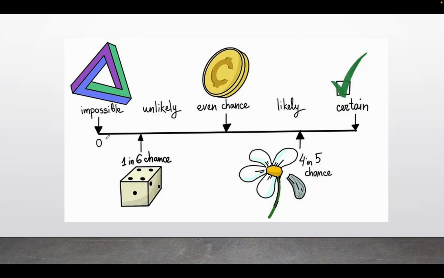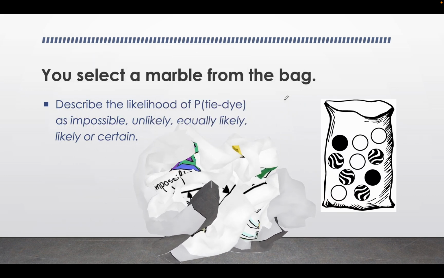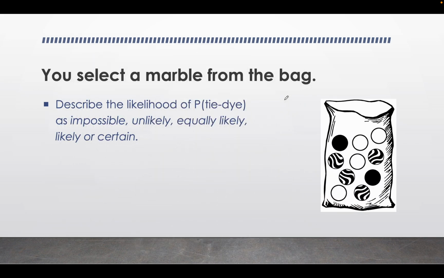Anything less than 50% but greater than 0 is considered unlikely to occur, and greater than 50 but less than 100 is considered likely to occur. Describe the likelihood of the probability of selecting a tie-dye marble from the bag as impossible, unlikely, equally likely, likely, or certain.